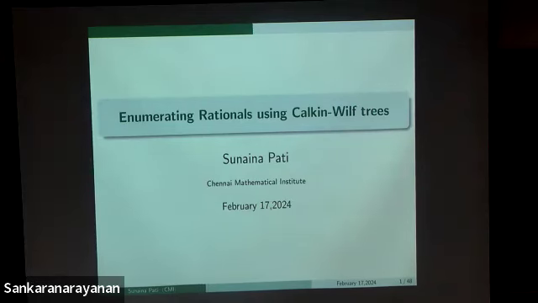Anyways, today's talk will be on enumerating rationals using the Calkin-Wilf tree. I'll give you the basic outline of what we are going to do. We'll discuss countability and uncountability, and prove some basic results involved in it. We'll show rationals are countable. And I'll give you another proof of how rationals are countable using the Calkin-Wilf tree.